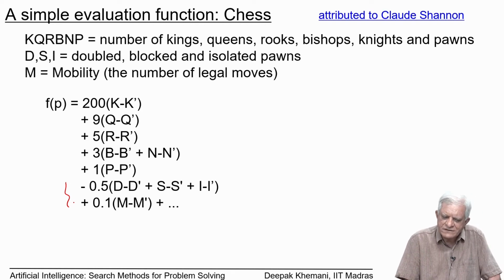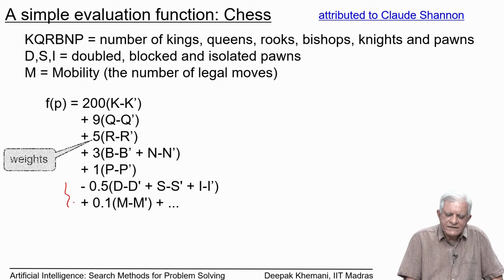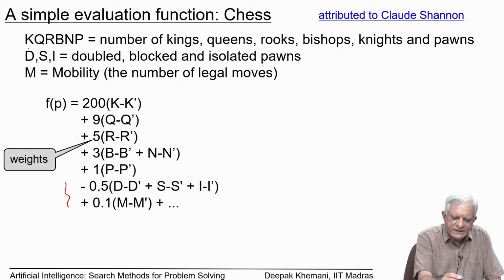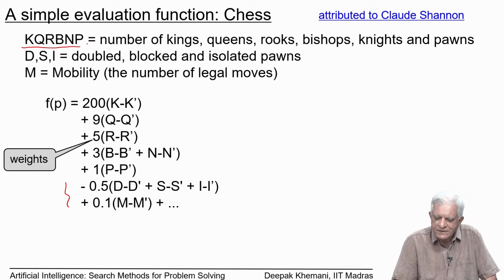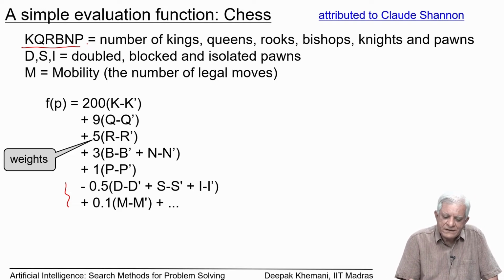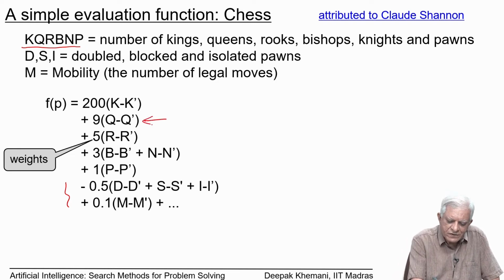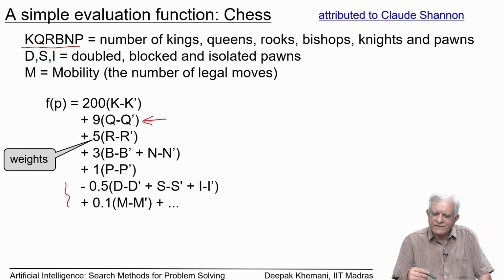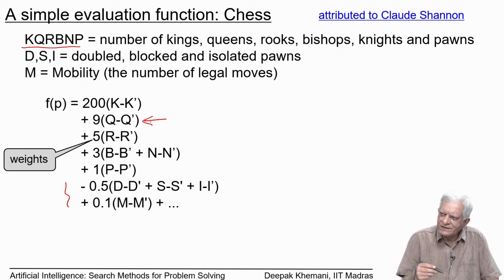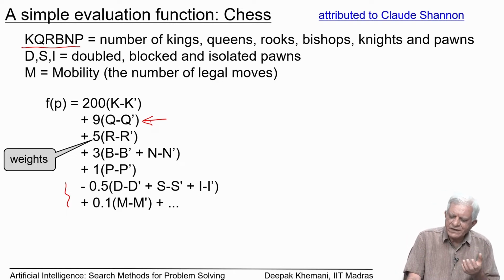So, what Shannon suggested is that these letters K, Q, R, B, N stand for the number of king, queen, rook, bishop, knight and pawn, and in the evaluation function you see the difference. For example, this row says how many queens I have and how many queens the opponent has, you take the difference and multiply it by 9. So, Shannon has said that queen has a weightage of 9.